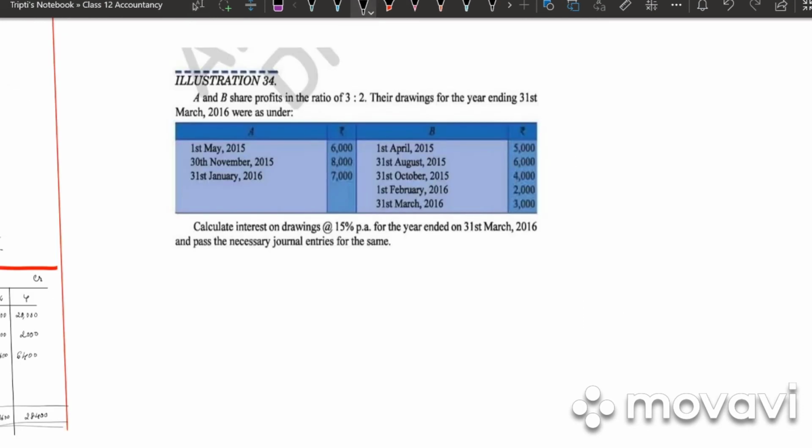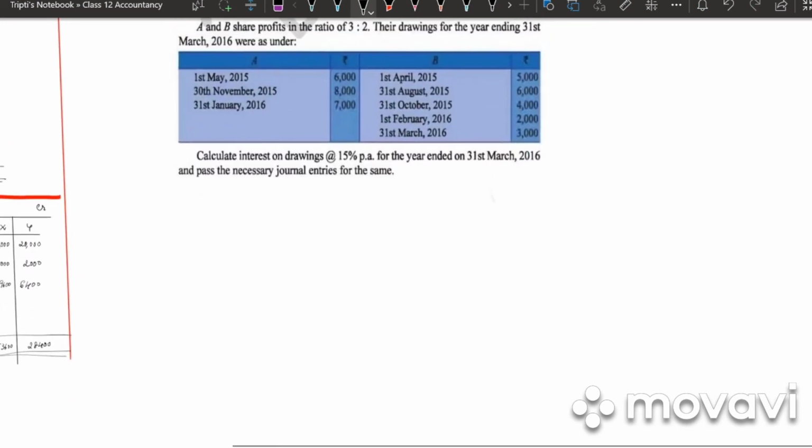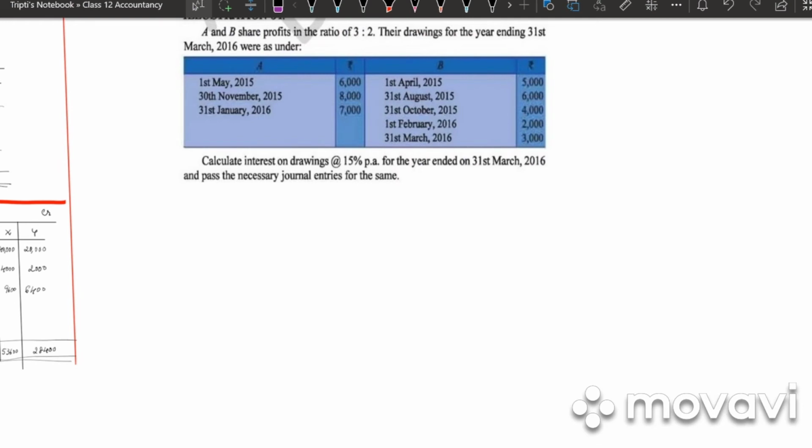Next, take down illustration 34. A and B are partners sharing profit in the ratio 3:2. Their drawings for the year ending 31st March were given as follows. Calculate interest on drawings at 15% per annum for the year ended on 31st March and pass the necessary journal entries for the same. So in this case we just need to calculate our interest on drawings for both A and B. They have not mentioned any particular method, so you can do it in any way, but usually we would be doing it in the product method.